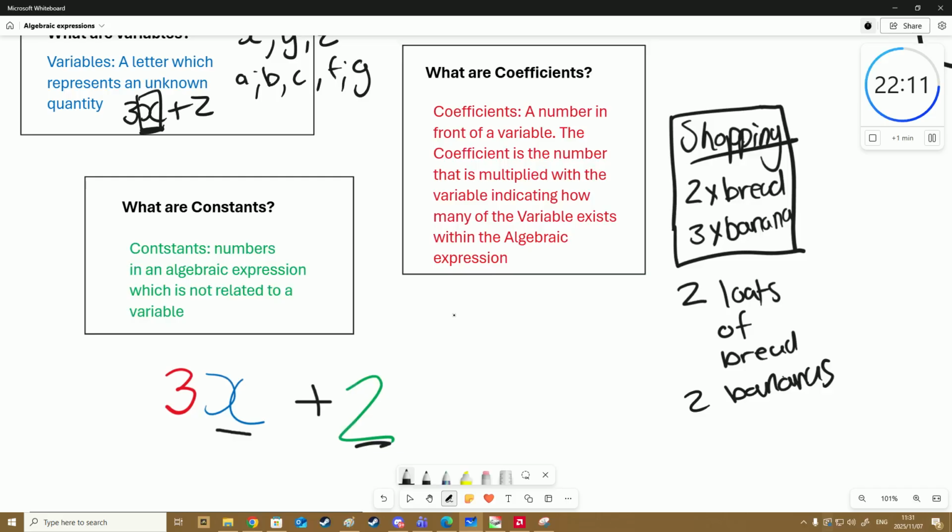So in the same vein, this 3x means that 3 is being multiplied by x. There are 3 x's in this expression, and this is how it is written. So the 3 in front of the x is showing how many there are of this variable. Alright, and that is what we call a coefficient.